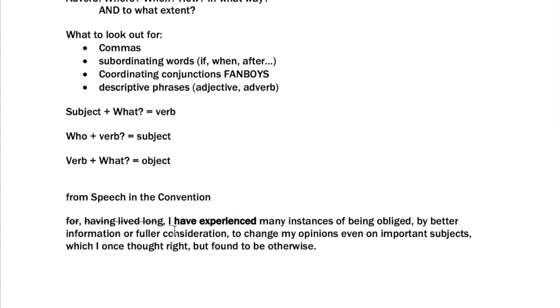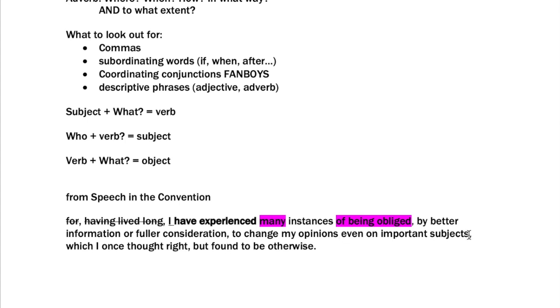Okay, so if I want to break that down even further, I really am just getting to I have experienced instances. Now, the words many and the phrase of being obliged are all descriptive. So I'm going to go ahead and mark those in pink to just say, okay, these are descriptive phrases. Now, they're not really distracting, so I'm not going to completely cross them out, and they're kind of useful. But if I want to really pare this sentence down to its essential parts, I can get rid of those.